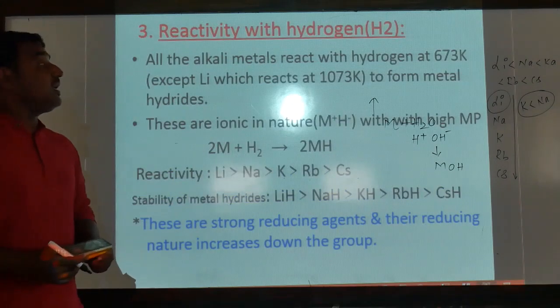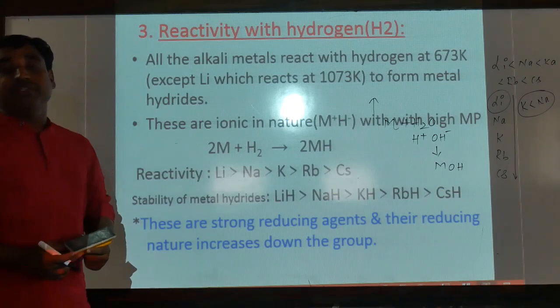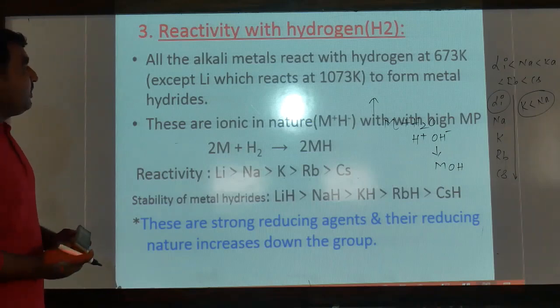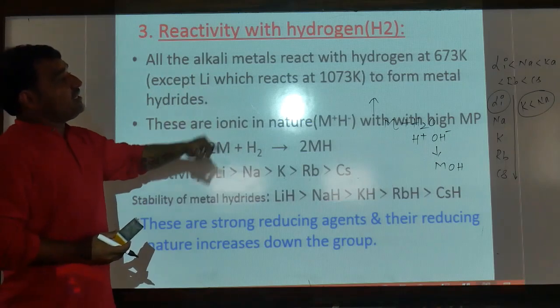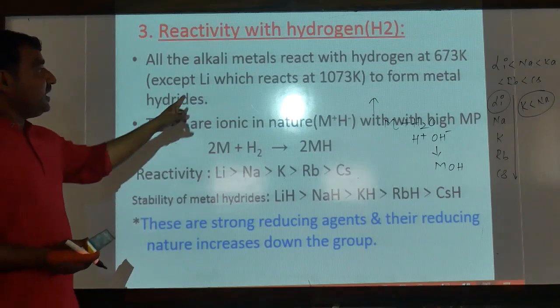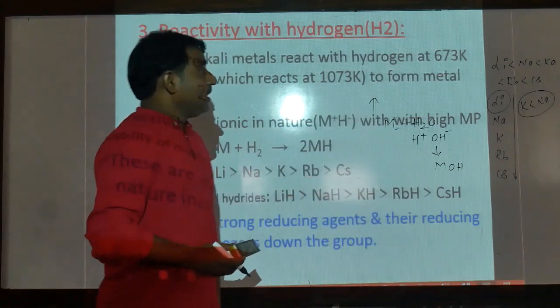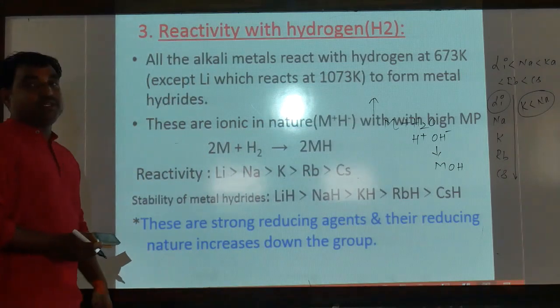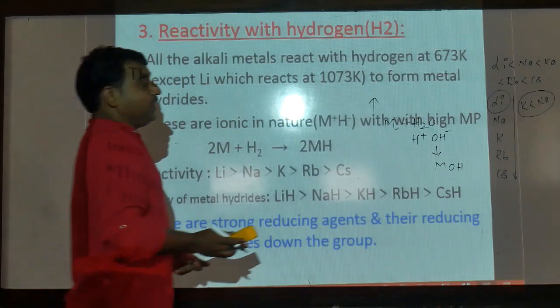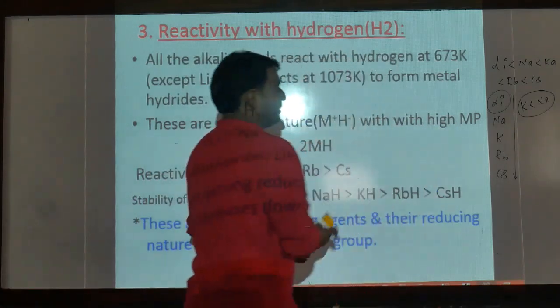And the third chemical property is reactivity with hydrogen. What happens if it reacts with hydrogen? Very simple. All the alkali metals react with hydrogen at 673 Kelvin except lithium, which reacts at 1073 Kelvin to form metal hydrides. When these metals react with hydrogen, metal hydrides are formed.